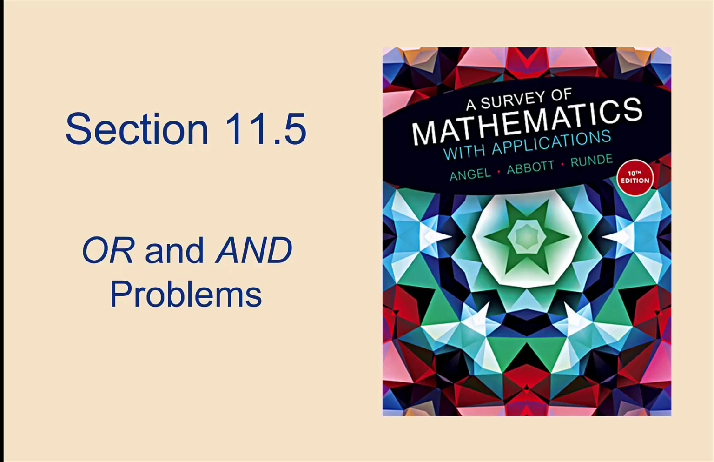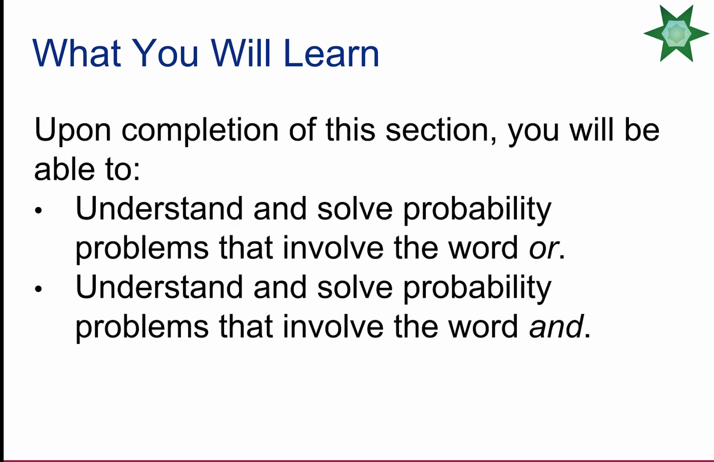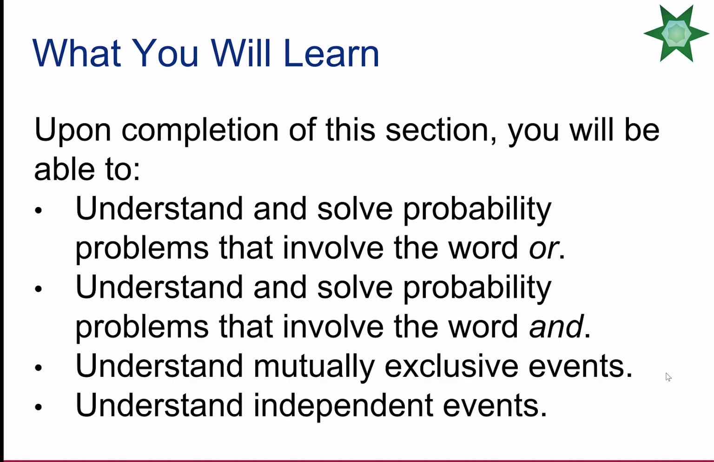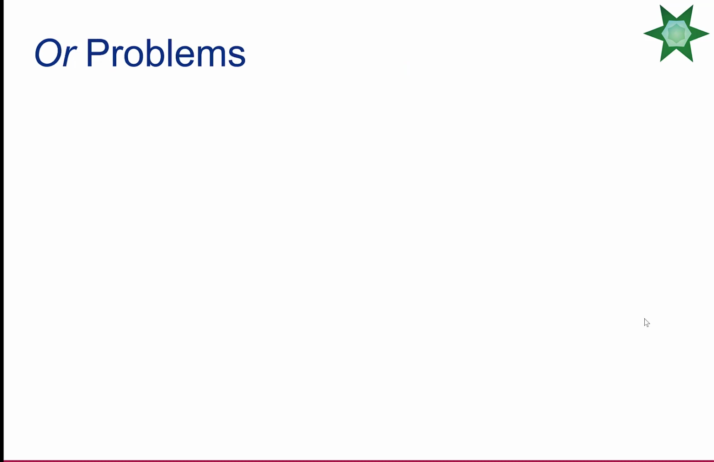Section 11.5, and problems. So we're going to learn about probability problems that involve the word "or", and also problems that involve the word "and", and also mutually exclusive events and independent events. And we're going to do the problems in this section without constructing a sample space, so we won't be doing a tree diagram like we did in the last section.